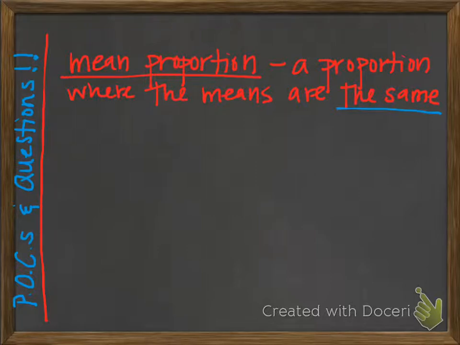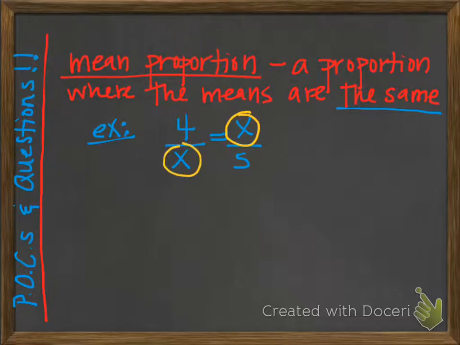So, for example, a mean proportion, if we're talking simply here, might look like 4 over x equals x over 5. The means are the two x's. This guy and this guy, they're the means. The second and third terms. They are the same. Okay, so that has to be present for it to be a mean proportion.